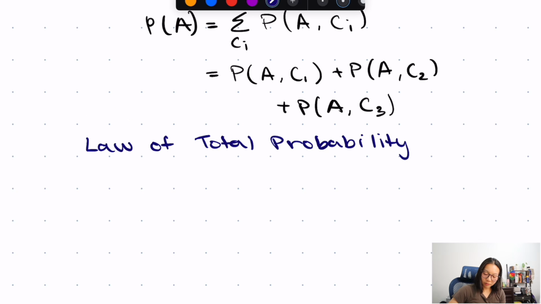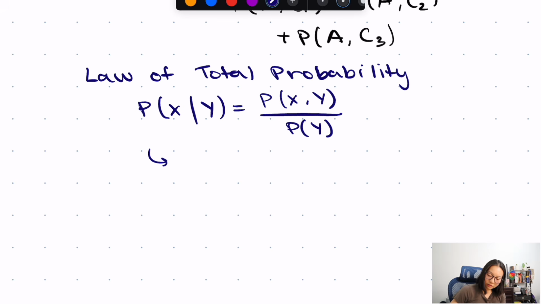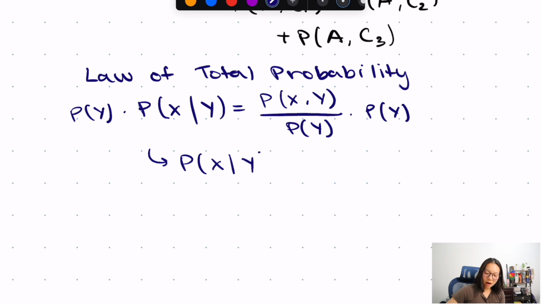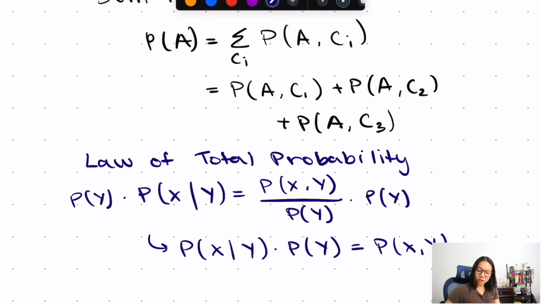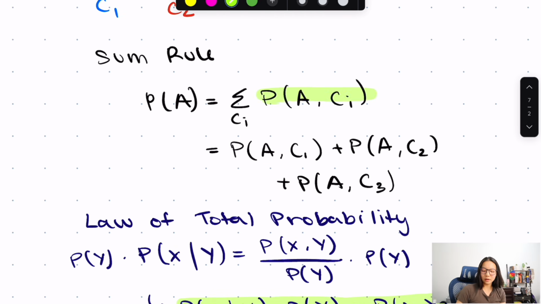Earlier, we actually said that the probability of X given Y, so that's a conditional probability, is equal to the probability of X and Y divided by the probability of Y. So we can actually rewrite this. So let's multiply by the probability of Y on both sides. Now the probability of X given Y times the probability of Y is equal to the probability of X and Y. And what we're gonna do in order to derive the law of total probability, we're just gonna plug this thing into this portion of that formula.